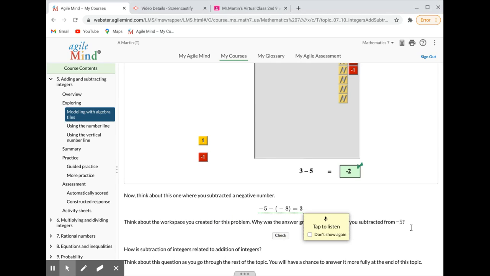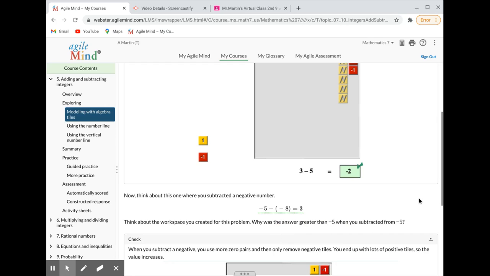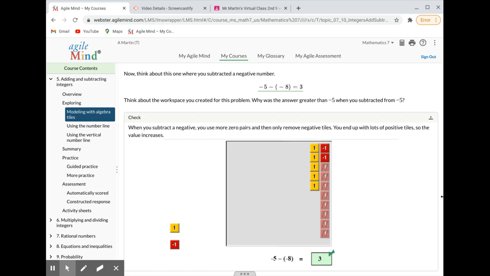Natalia, I want you to read the next one, where it says, now think. Now think about this one where you subtracted a negative number. Negative 5 minus negative 8 equals 3. Think about the workspace you created for this problem. Why was the answer greater than negative 5 when you subtracted from negative 5? When you subtracted a negative, you use more 0 pairs and then only remove negative tiles. You end up with lots of positive tiles, so the value increases.